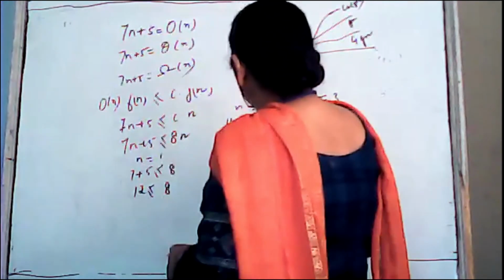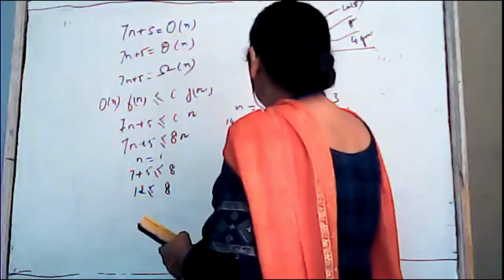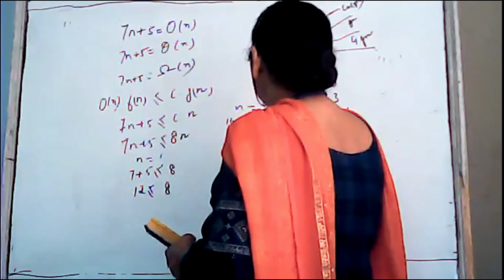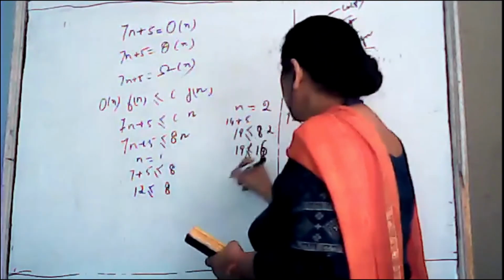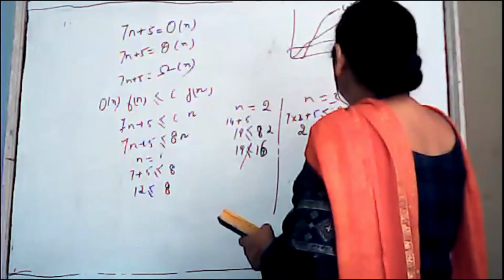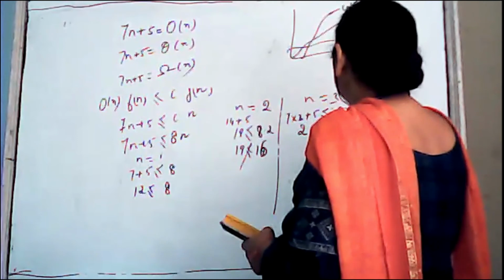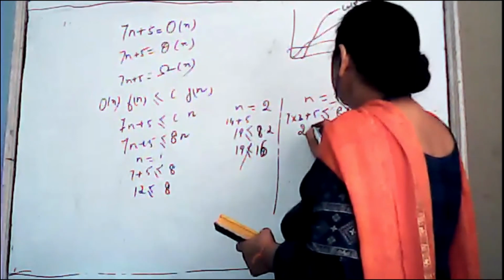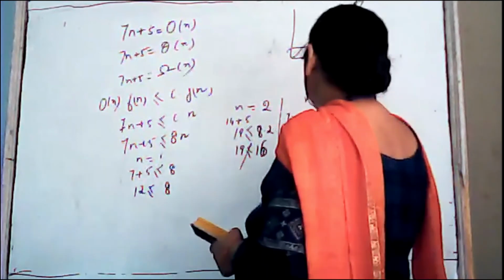It is okay. Now let's do it for n is equal to 2. It becomes 16, so it is not less than 16. Now let's do it for 8 into 3. That is 24. 21 plus 5 is 26. It's not going to be there.